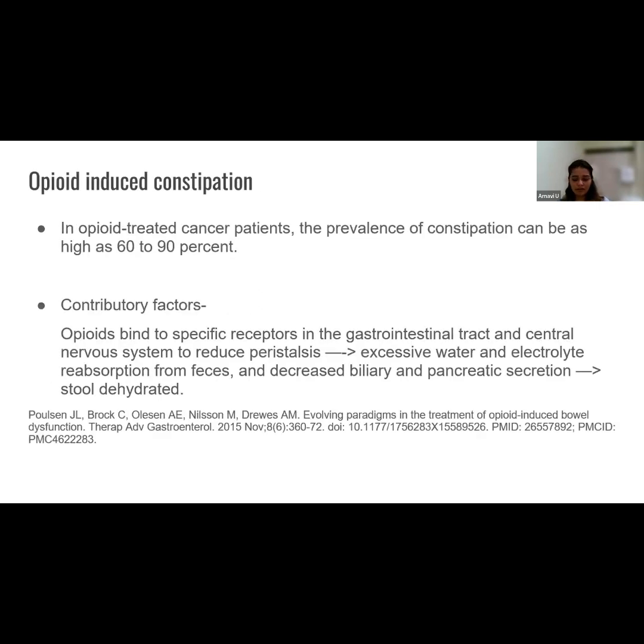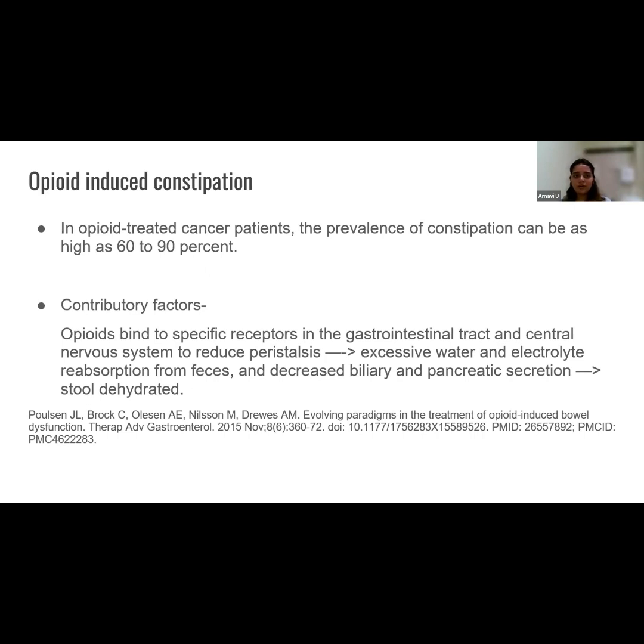Now coming to the subtopics that we are going to discuss in detail. First one is opioid-induced constipation. So why are we studying this? Firstly, in opioid-treated cancer patients, the prevalence of constipation can be as high as 60 to 90%. That is the reason why we should know how to manage this, and also because it can lead to a lot of distress.